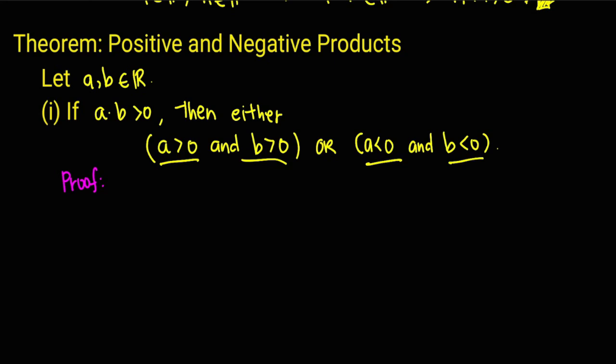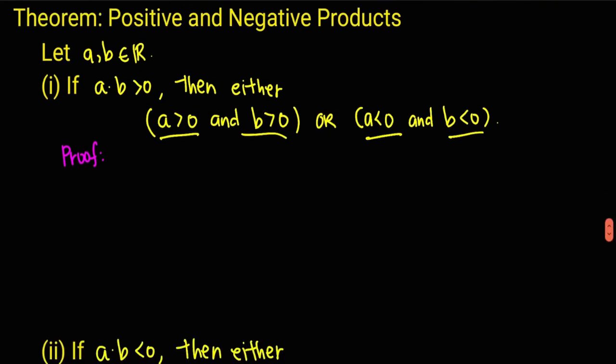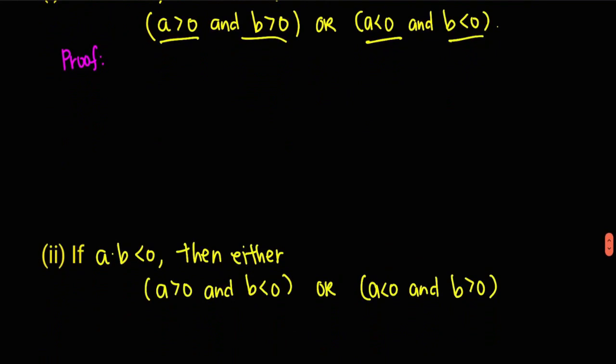Okay? So that's positive product. You can also have a negative product. If A times B is less than 0, then you can only have two possible scenarios. Either A is greater than 0 and B is less than 0, or A is less than 0 and B is greater than 0. So basically, that means that A and B are opposite in signs, or they have different algebraic sign. One is positive and one is negative.